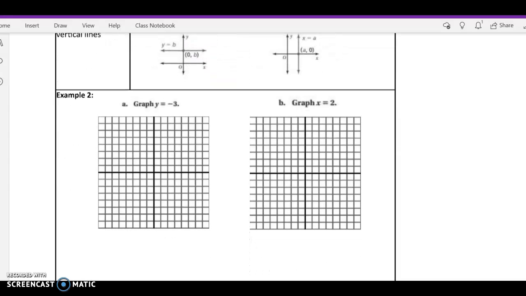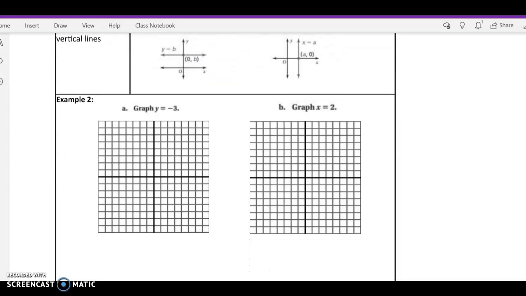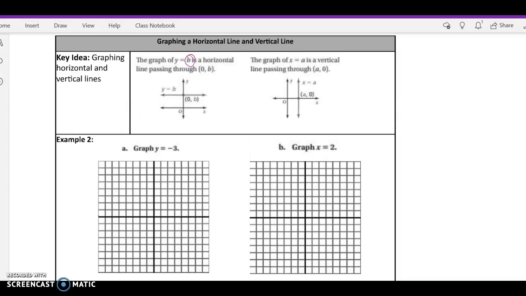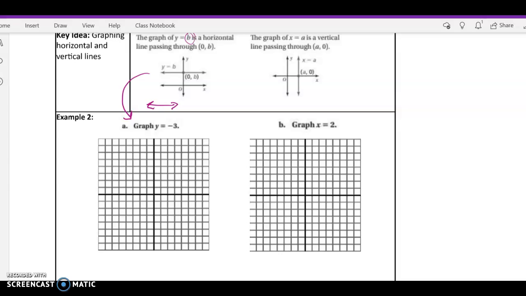So, for example, we have the graph y equals -3. So that would be a horizontal line. So we know it's going to go side to side. And so I go up, or in this case, down, because it's negative. So I go down 1, 2, 3, and that's my point. And then it's a horizontal line, so it means it's going to follow everything at -3.